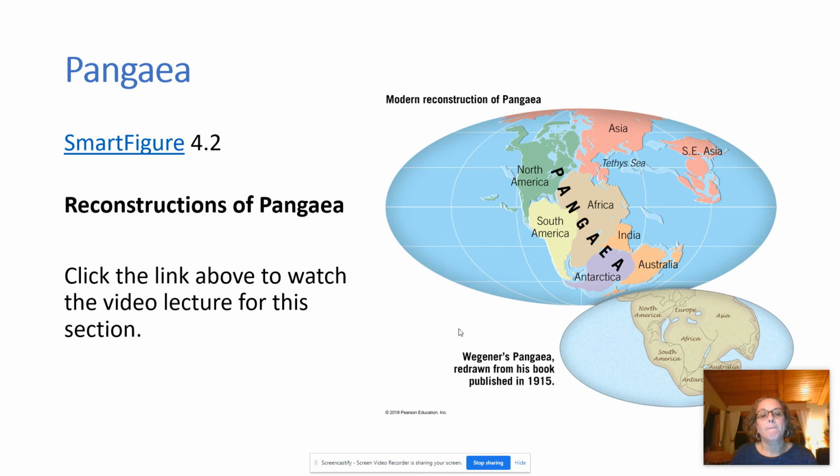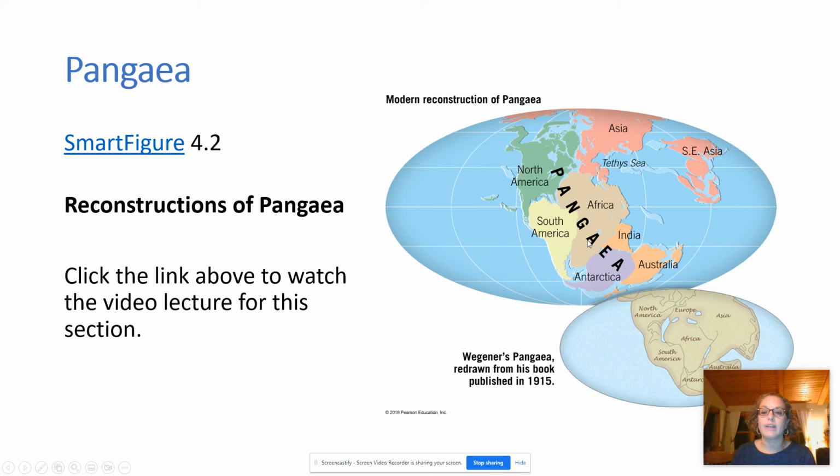This slide here is showing you Alfred Wegener's idea of what Pangaea must have looked like when he published his book in 1915. This was his idea. And then again, a modern construction of what we now understand of the supercontinent Pangaea. So we see here that all of our major continents are represented as a concentrated landmass, which is why we call it a supercontinent.